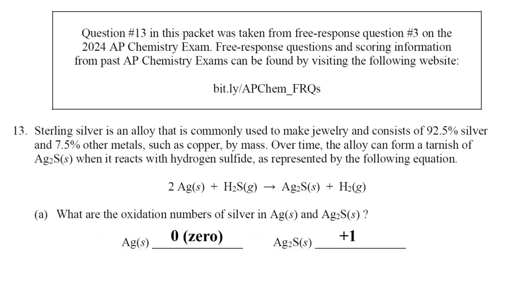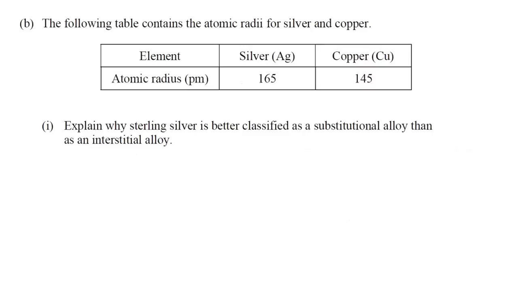So that's the answer: the oxidation number of silver, just the element, is 0, but in the compound silver sulfide, it's +1. All right, well, that's the answer to part A. Now let's take a look at part B of this question.